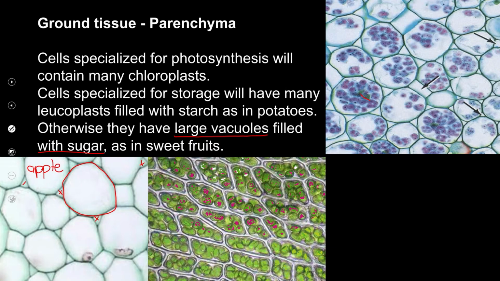Here you would see those purple things filled with starch. They are your leucoplasts. And these would all be found in different parts of the plant.